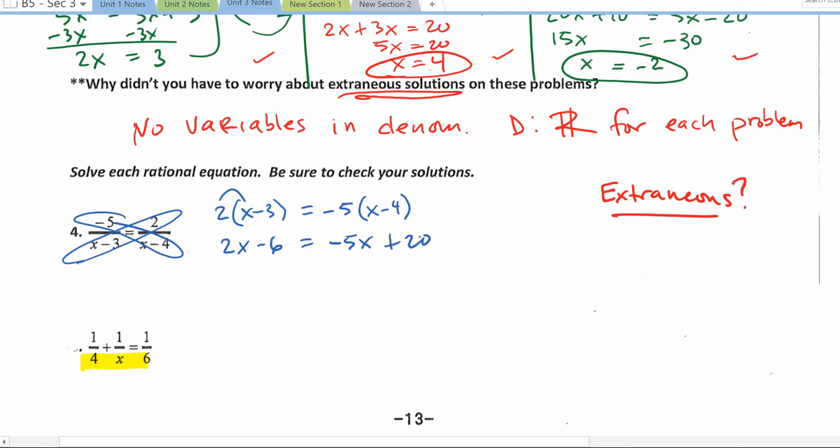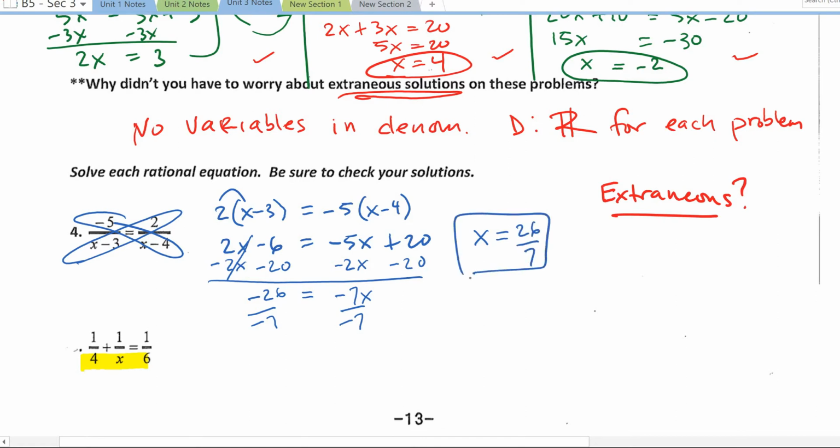We need to get all of our x's on one side, our numbers on the other. I am going to subtract 2x. That gives me negative 7x on the right side. I'm going to subtract 20. That gives me negative 26 on the left side. This one ends up being kind of an ugly fraction, but your x is equal to positive 26 sevenths.